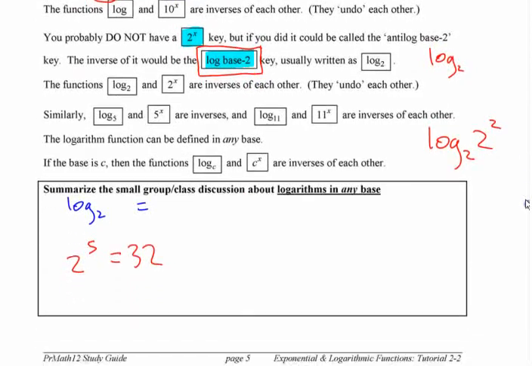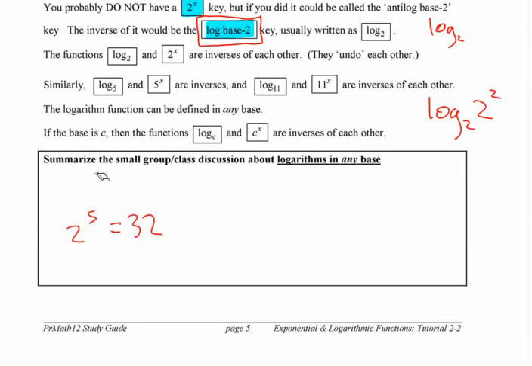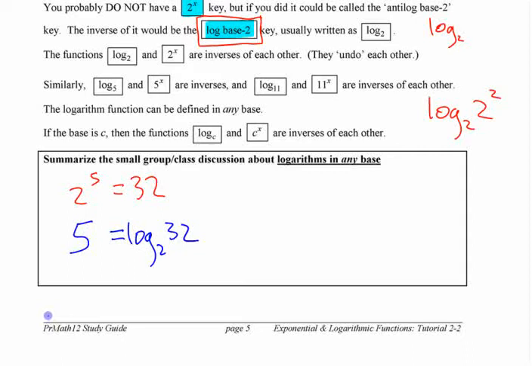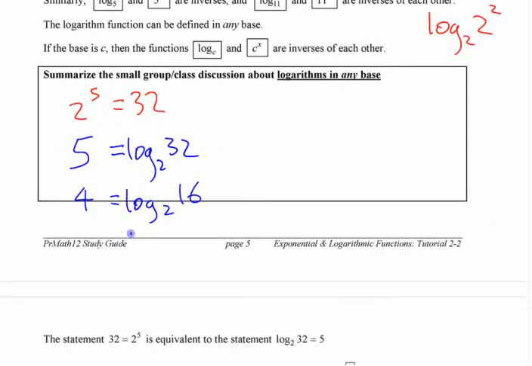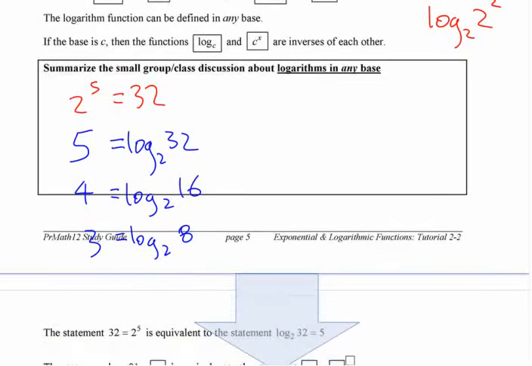So if you say, what's the logarithm base 2 of 32? I'll write it down below so there's more room. What power of 2 is that? It's 5, right? Logarithm base 2 of 32 is 5. You can write a few other ones here. Logarithm base 2 of 16 is 4 because it's the 4th power of 2. And so on, right? Logarithm base 2 of 8 would be 3.